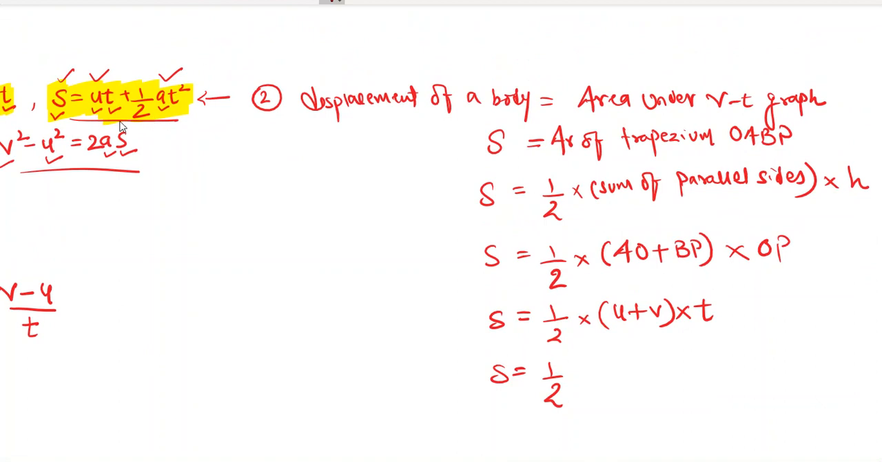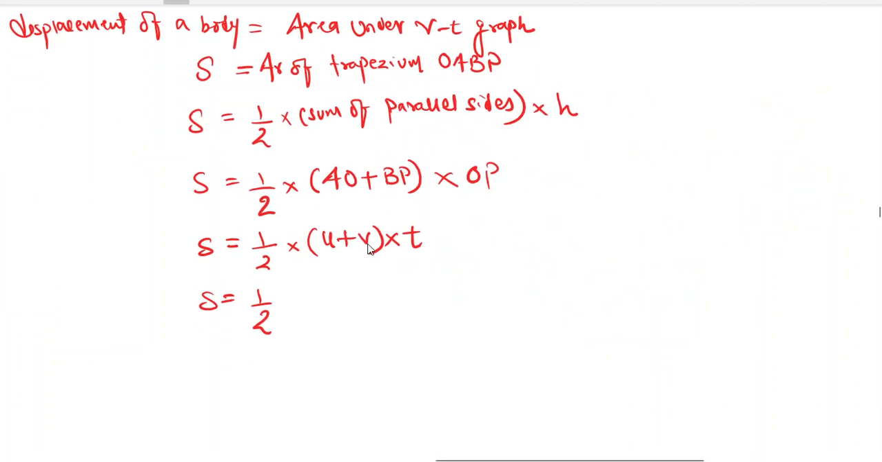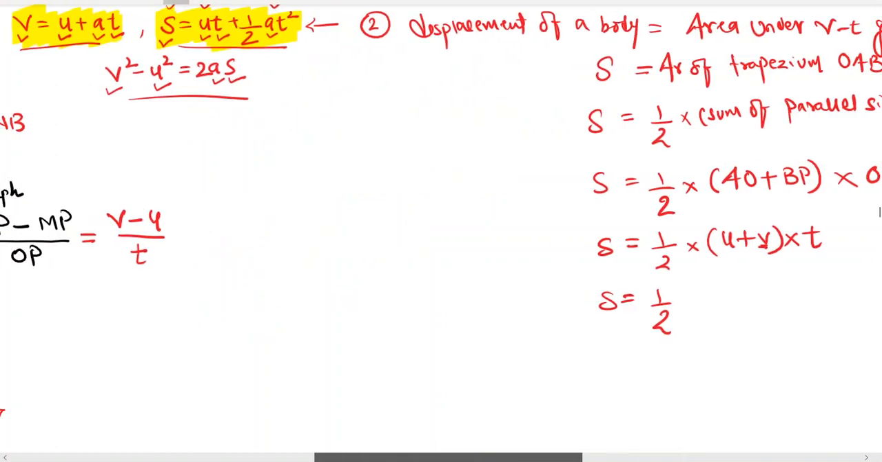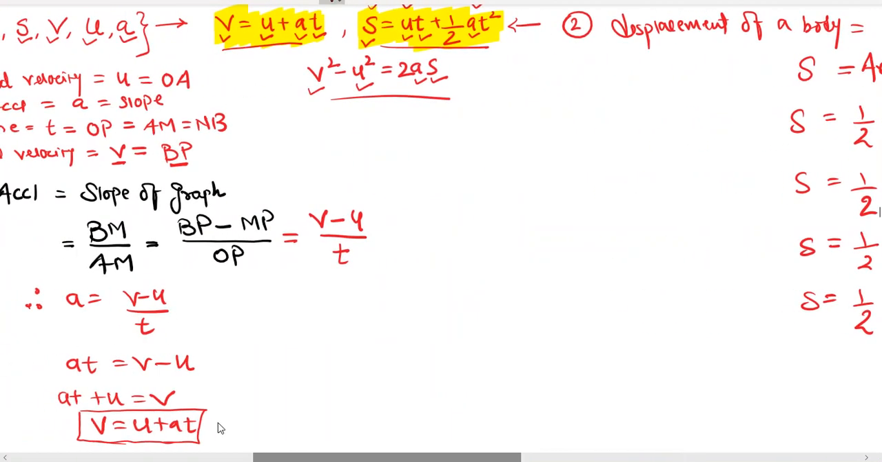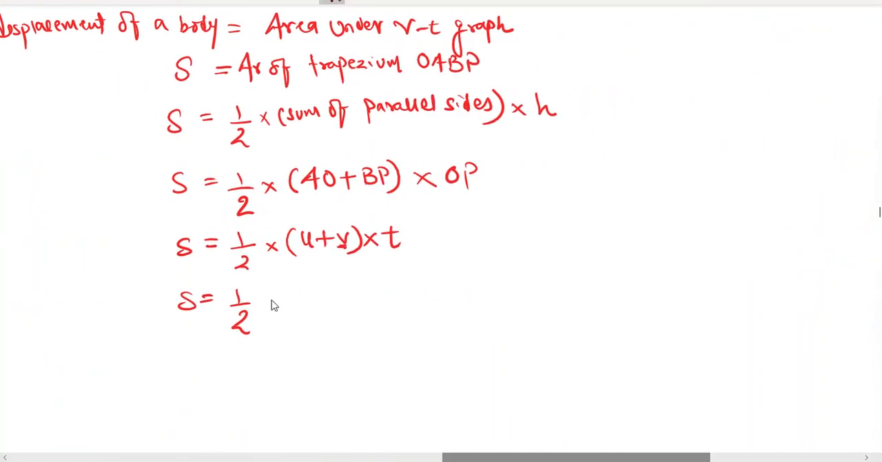Do you see any V in this equation? Any term with V, final velocity? Nothing. There is no term containing V. So that means I have to remove or replace this V. So I have to put the value of V over here. Now you remember the first equation of motion? What is the first equation of motion? V is equal to U plus AT. I have the value of V. What is V equal to? U plus AT. So I'm going to substitute. In place of V, I'm going to write U plus AT.